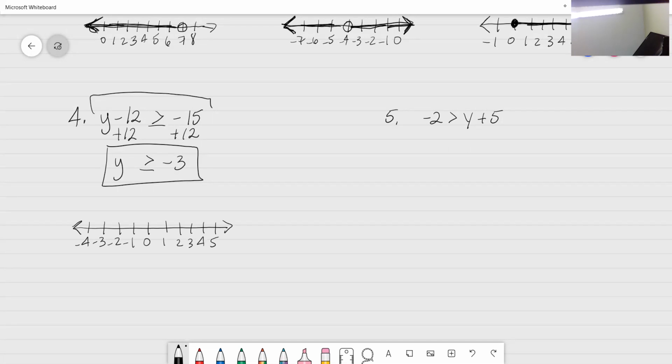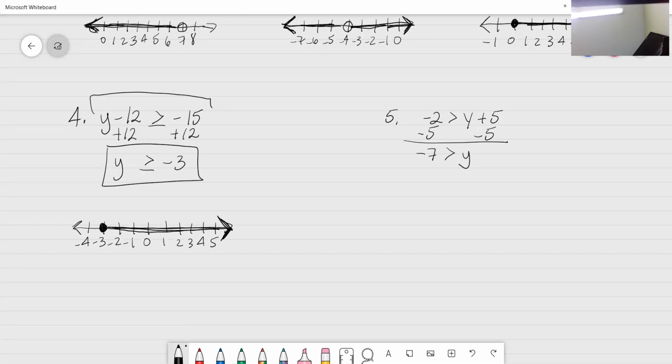All right, so y is equal to negative 3. So we include the negative 3, which means that's shaded. And then it can be any number on the number line that is greater than negative 3. And we've graphed it. All right, so let's look at number 5. Again, we're isolating our variable y here. So to get rid of the positive 5, we must add a negative 5, otherwise known as subtracting. And so we end up with negative 7 is greater than y.